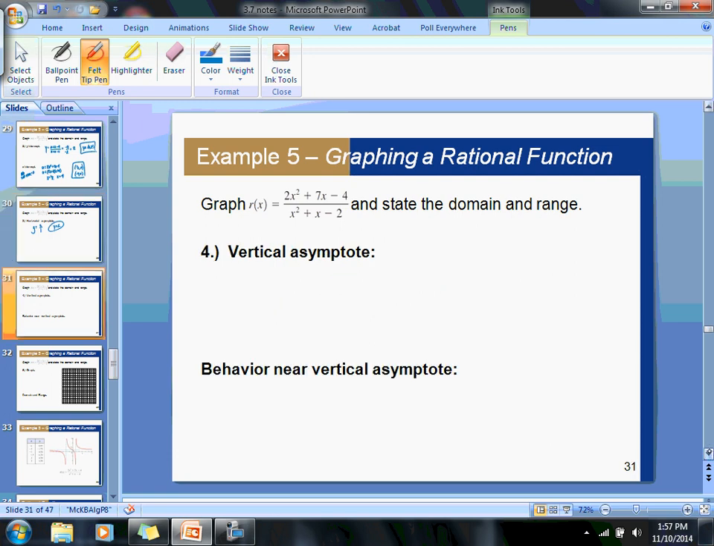And then for my vertical asymptote, this is where I want to find the value that makes the denominator 0. And we factored the denominator before. We had x plus 2 times x minus 1. So the values that would make the denominator 0 are going to be negative 2 and positive 1.